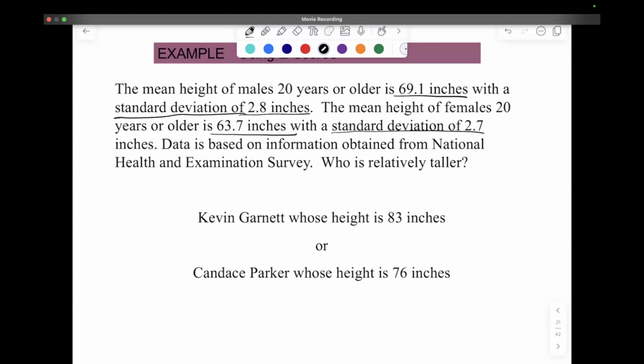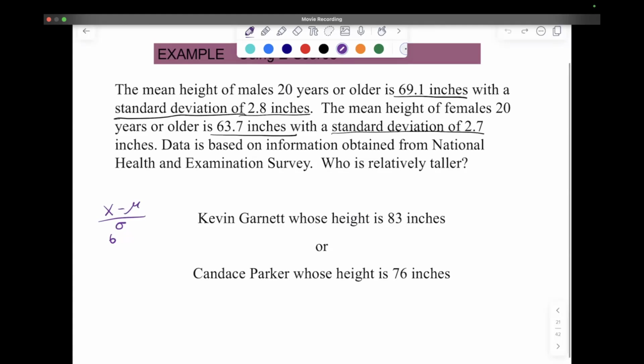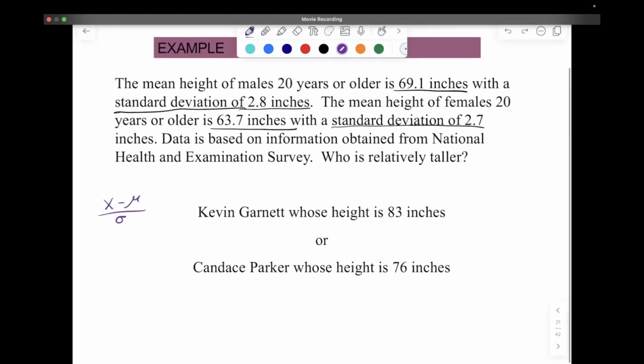So compared to other males or compared to other females, who is relatively taller? So we're going to calculate the z-scores. I'm going to do Kevin Garnett first. Remember, it is x minus mu divided by sigma. He is 83, so 83 minus 69.1 divided by the standard deviation of 2.8.